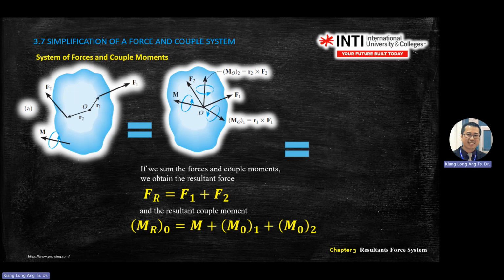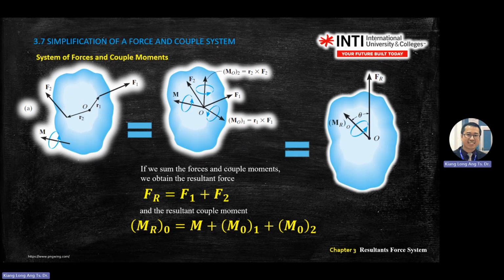Then from this middle diagram, you need to work back like what you learned in chapter 2, finding the resultant. You have F1, F2, you need to find the resultant of F1 and F2. You have three moments, moment 1, moment 2, moment 3. You need to find the resultant for the moments. At the end, you arrive at this diagram.